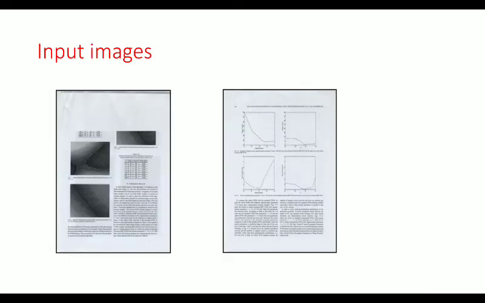Let's assume the input images look like this. They contain simply text, tables, figures and graphs also. So in these types of scanned documents we are training our model and comparing the results of both the backpropagation network and support vector machines.